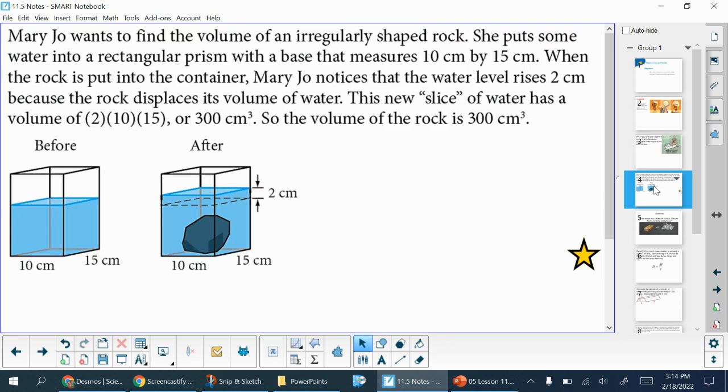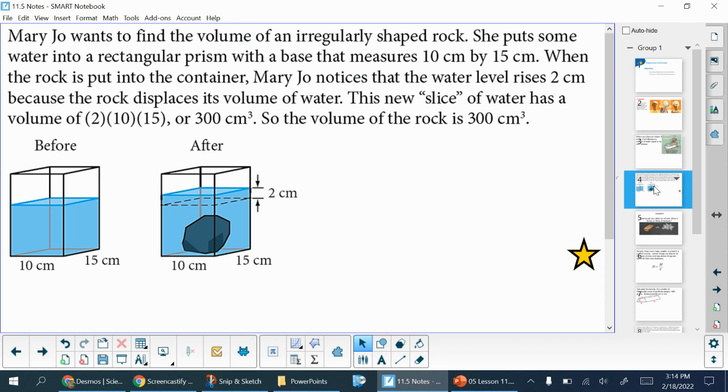So let's take a look at this one. Mary Jo wants to find the volume of an irregularly shaped rock. She puts some water in a rectangular prism with a base that is 10 by 15 centimeters. And then she places the rock into the container, and the water level rises by 2 centimeters because that rock took up space in the water.